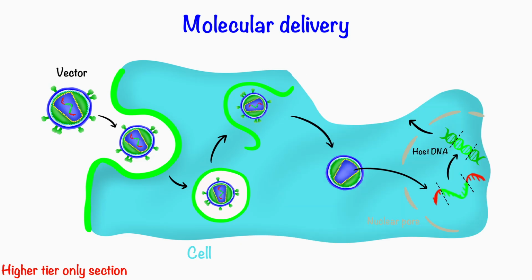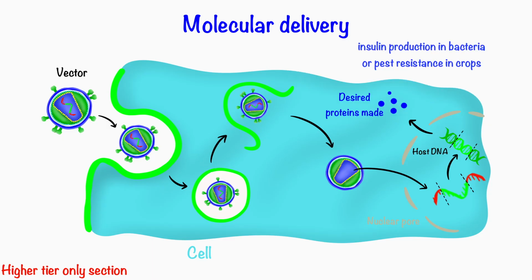Once inside target cells, the new gene integrates into the organism's genome, becoming part of its genetic blueprint. If modification occurs early in development, such as in embryos, the entire organism develops with a new characteristic. Successful integration means the organism's cells produce proteins coded by the inserted gene. These proteins create the desired characteristics, whether insulin production in bacteria or pest resistance in crops.